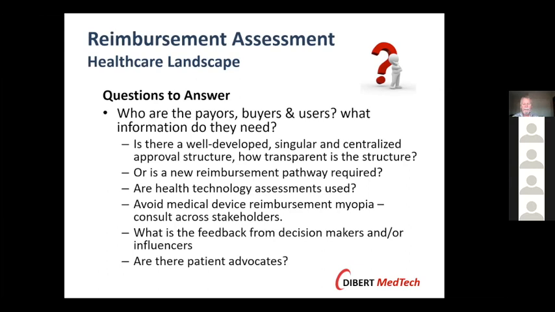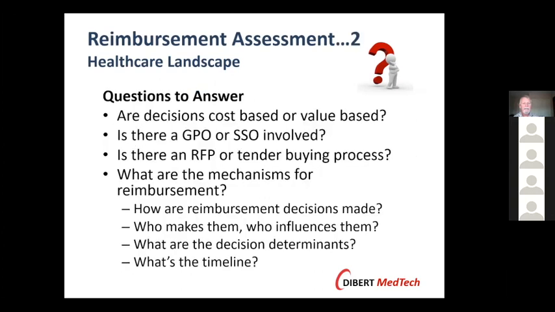Medical device myopia, that's what I said earlier, around companies sticking to what they think and believe, without opening their eyes wider to stakeholders and users to get their opinion. So we get that feedback. Patient advocates: not too many patient advocates in the medical devices industry, although there have been some cases. This is more of a pharmaceutical thing, where companies will get patient advocate groups to lobby on their behalf.